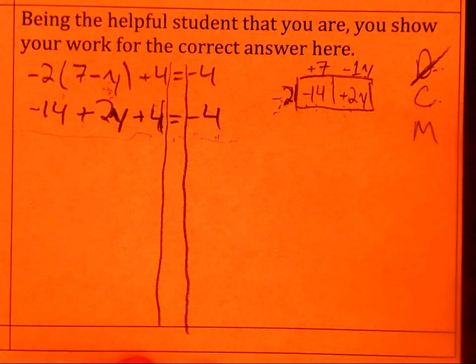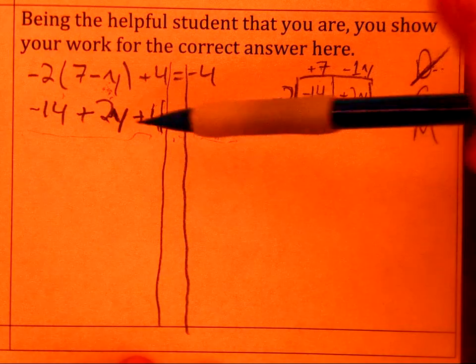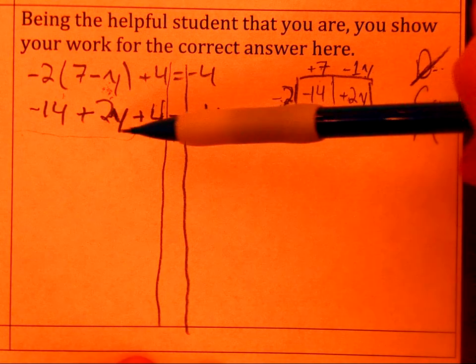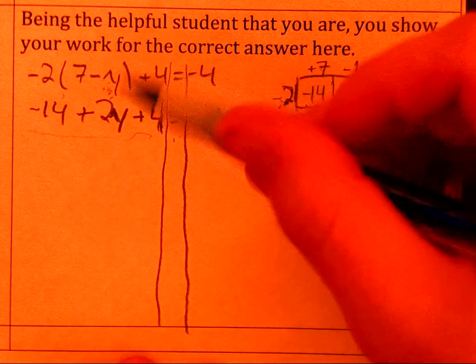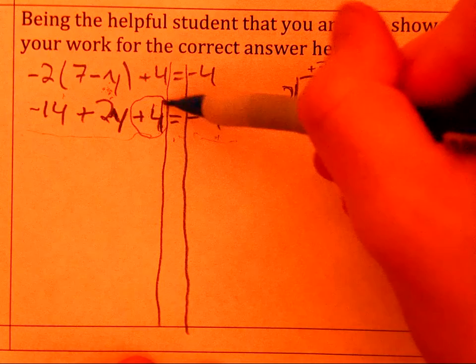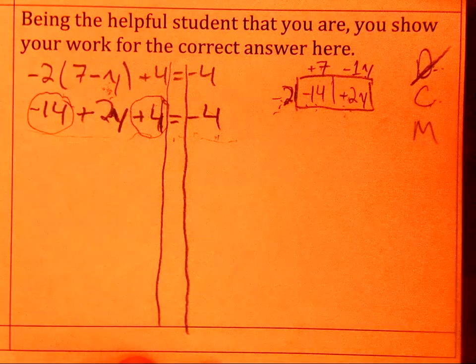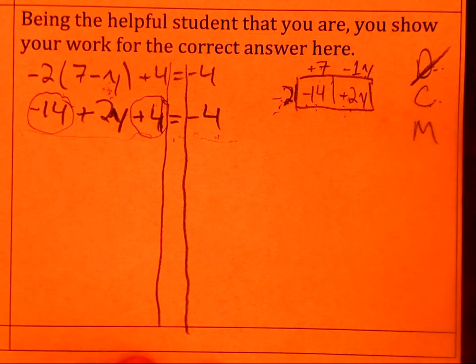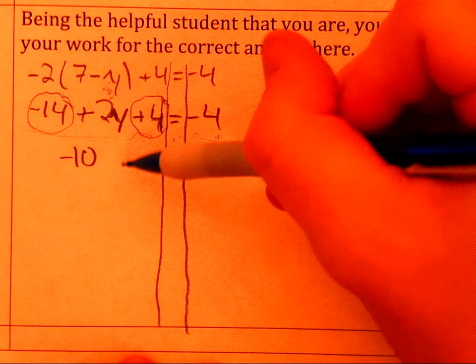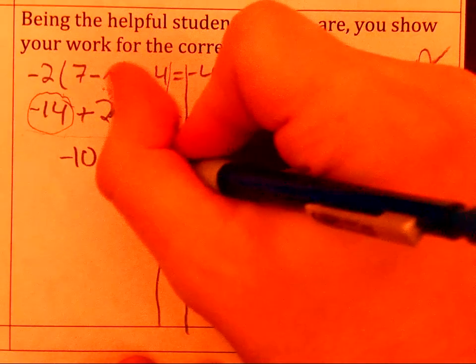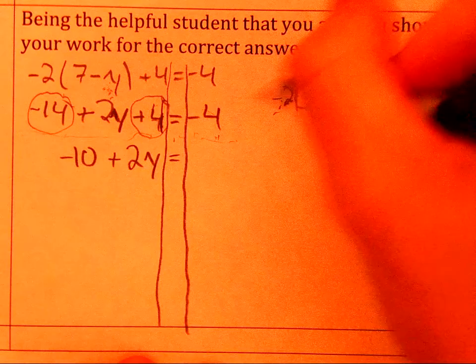And so you look, is there any like terms? Well, there's no variable terms that I can write together. So I know that this 2y is going to come down. However, I can see that, hey, I have a +4 and a -14. Again, if you need to draw the picture for yourself, please do, as that is very helpful. Combine these two constants together. My result is going to be -10. Everything else comes down, so I have plus 2y equals -4.